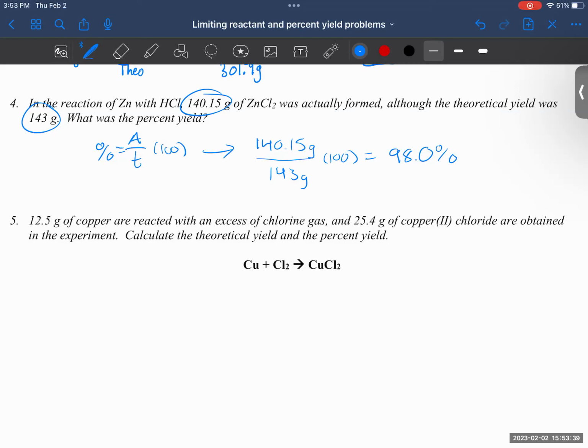12.5 grams of copper are reacted with an excess of chlorine gas. That helps because now we know what the limiting reactant is. We don't need to find it. What is our limiting reactant out of curiosity? Yep, that's our limiting reactant. Then 25.4 grams copper 2 chloride are obtained in the experiment. Calculate the theoretical and percent yields.